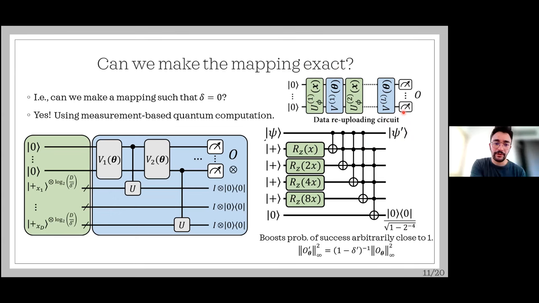The previous mapping had the catch that you were not implementing the unitary exactly, but you were still doing deterministic computation. In this case, you're implementing the unitary exactly, but with some probability of failure that you can take into account in the expectation value. And so that's how you get something that is exact in expectation value.